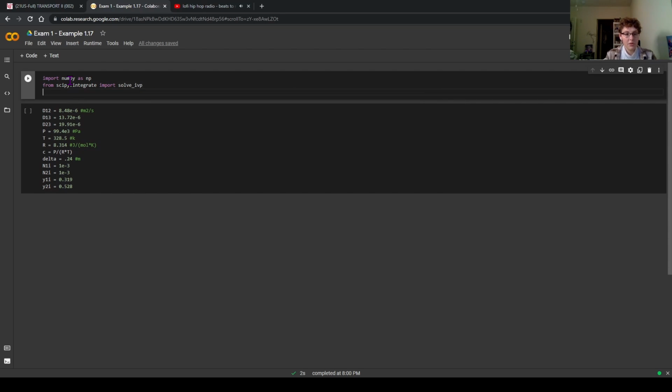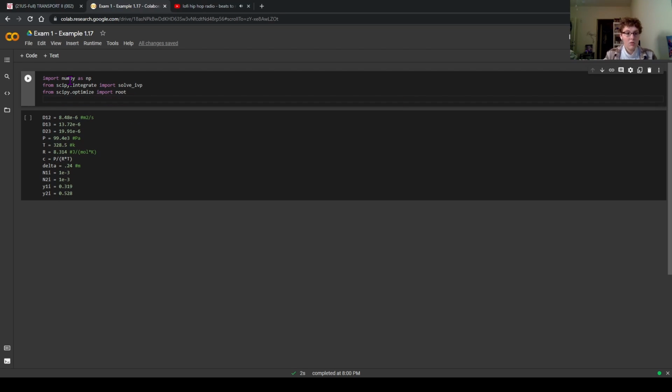And then also from the scipy library, this time from the optimize section, we have to import that root solver. And once we have that final function that we can use to calculate our mole fractions from z equals 0 to delta, we want to actually graph those out so that we can show them visually. So we also have to import a couple of tools that are going to help us with the graphing.